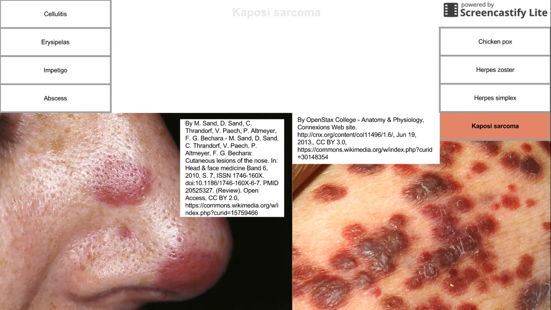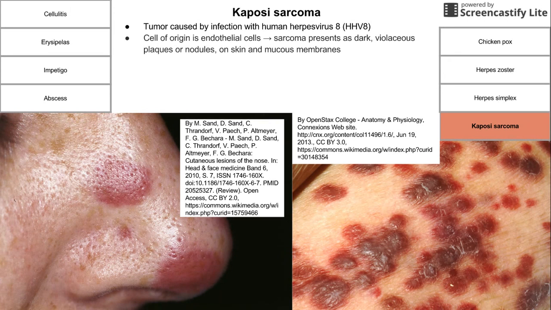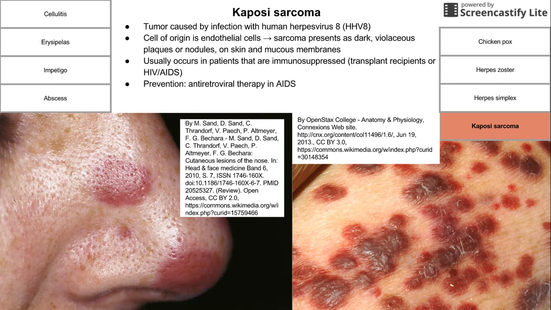Next is Kaposi sarcoma. This is caused by human herpes virus 8. Cell of origin here is the endothelial cells, so it's a proliferation and malformation of endothelial cells. The sarcoma presents as dark violaceous plaques or nodules on the skin and mucous membranes. Kaposi sarcoma usually occurs in patients that are immunosuppressed, such as transplant recipients or patients with AIDS. You want to prevent Kaposi sarcoma with antiretroviral therapy in patients that have AIDS.